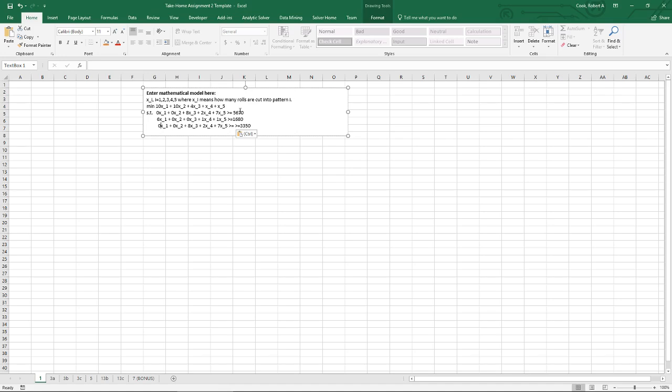So that takes us to 30-foot rolls. We have 0 from pattern 1, so that's fine how it is. We have 3 from pattern 2, that's fine. 0 for pattern 3, 2 from pattern 4, and 0 for pattern 5. And so these 3 rows should perfectly mimic our table that we have just put in.